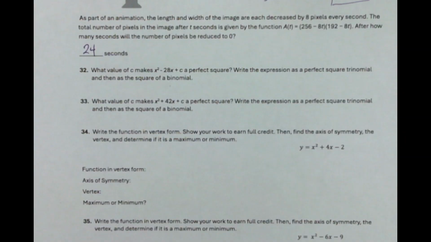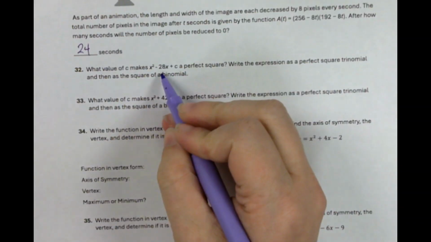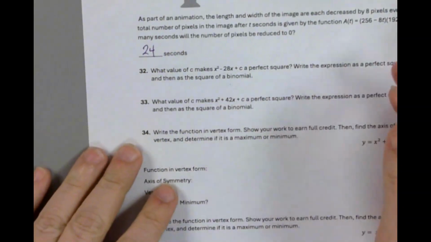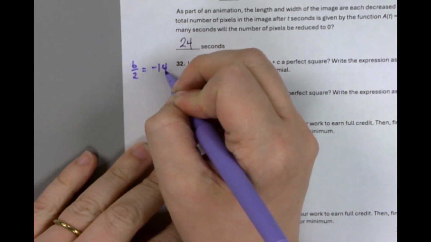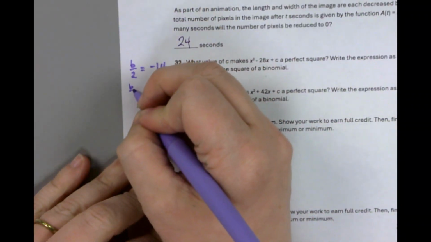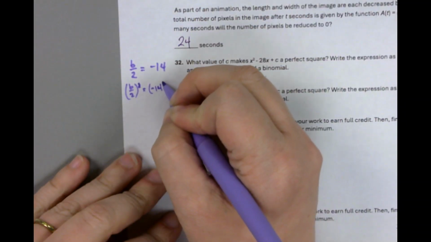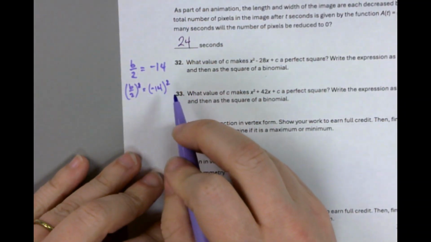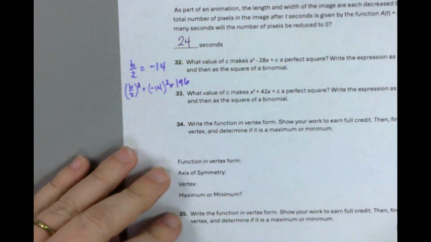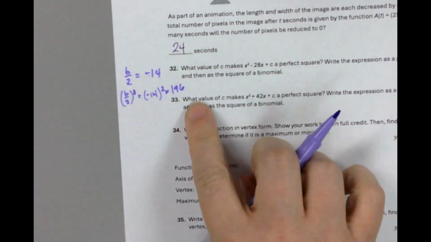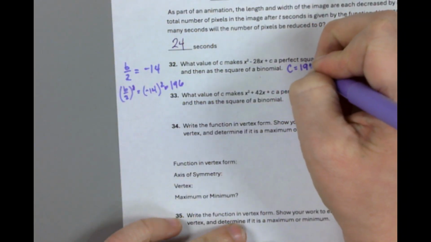So here's what we do. The negative 28 gets cut in half. We get negative 14. So we are looking for b over 2. That is our negative 14. And then we want b over 2 squared. That is negative 14 squared. Please put the parentheses around it. And then when you get that, you get 196. So what value of c makes it a perfect square? The 196. So c equals 196.